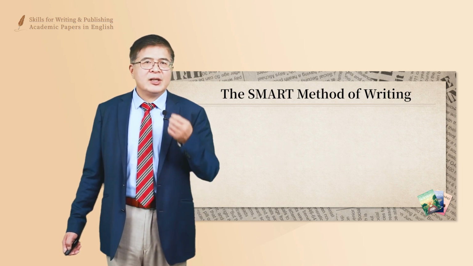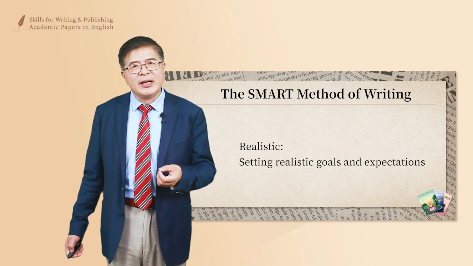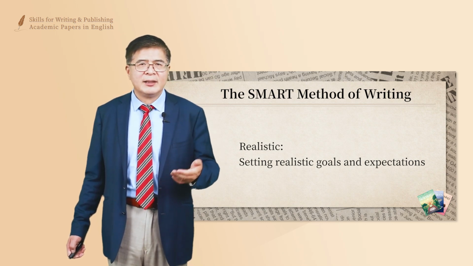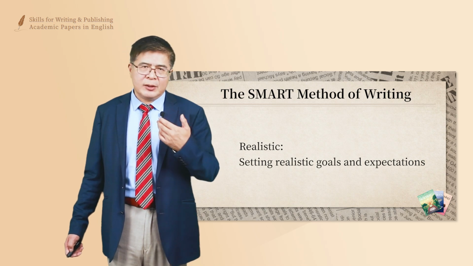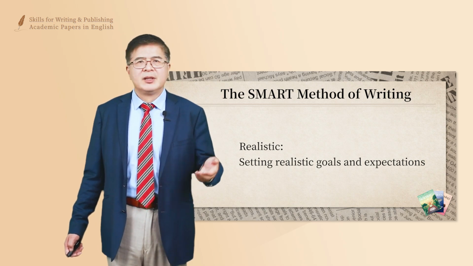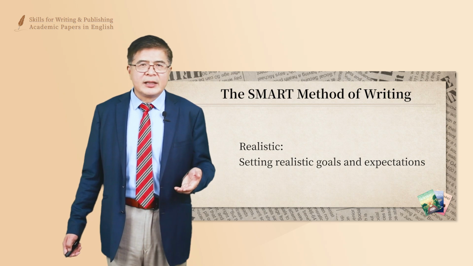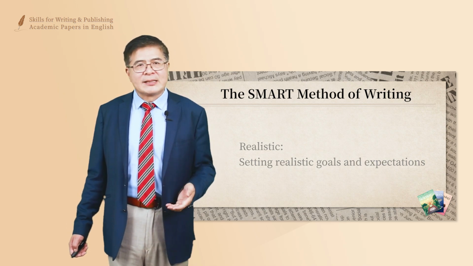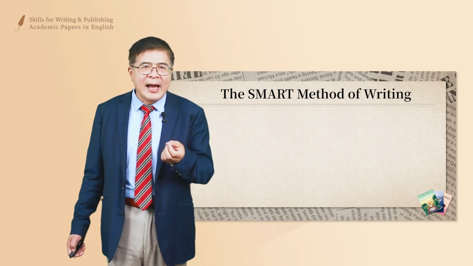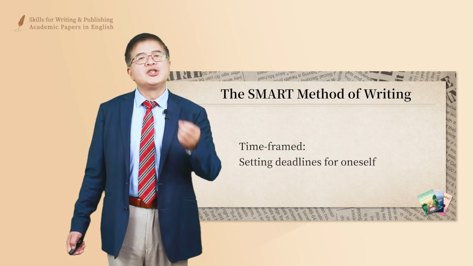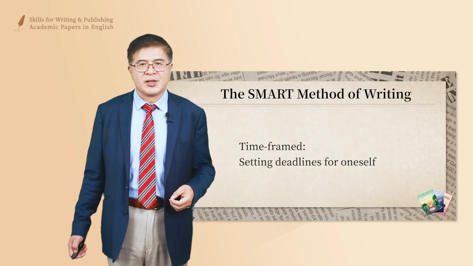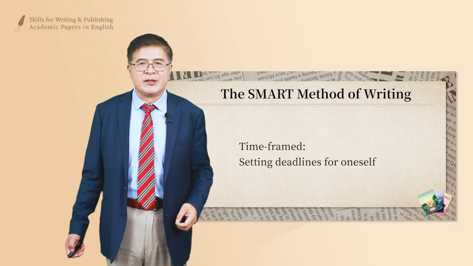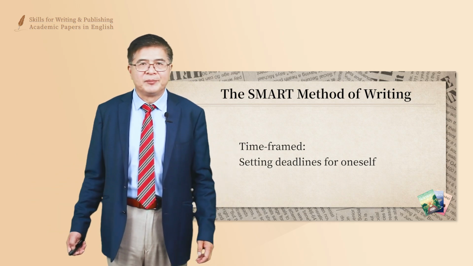Fourth, realistic. That means set realistic goals and expectations. You cannot set them too high and get yourself frustrated. You cannot set them too low. That means you do not enjoy your writing outcome. So be realistic. Finally, time-based. That means you need to set deadlines for yourself or for anyone.